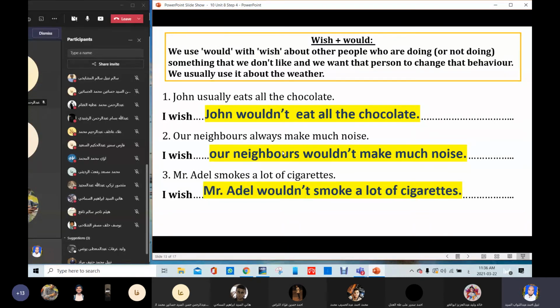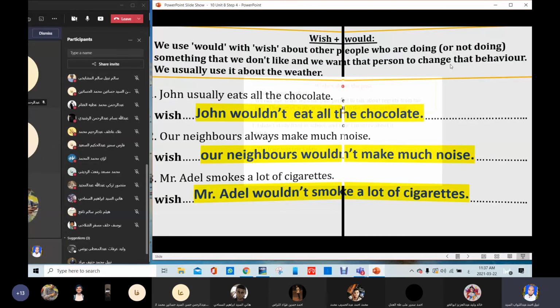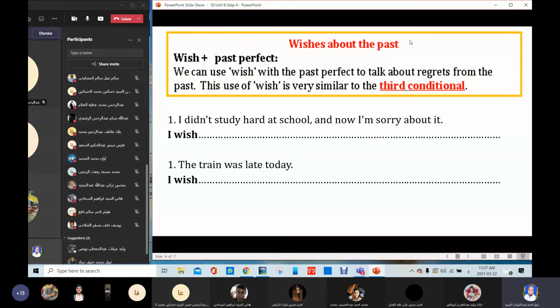Notice here after would or wouldn't we use the infinitive. Wouldn't eat, wouldn't make, wouldn't smoke. Don't forget to use the infinitive after the modal verbs. Here, as Khalid said, wish is about the past. Wish plus past perfect. We can use wish with the past perfect to talk about regrets from the past. When you regret something in the past, use the past perfect.